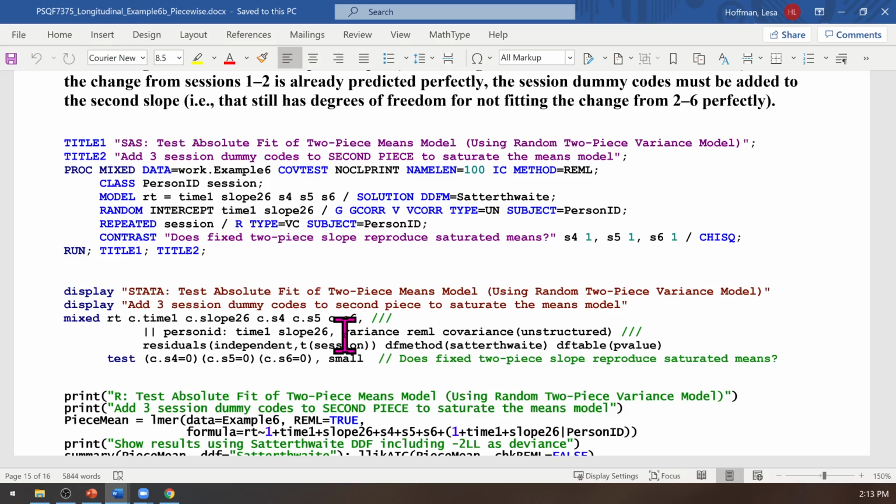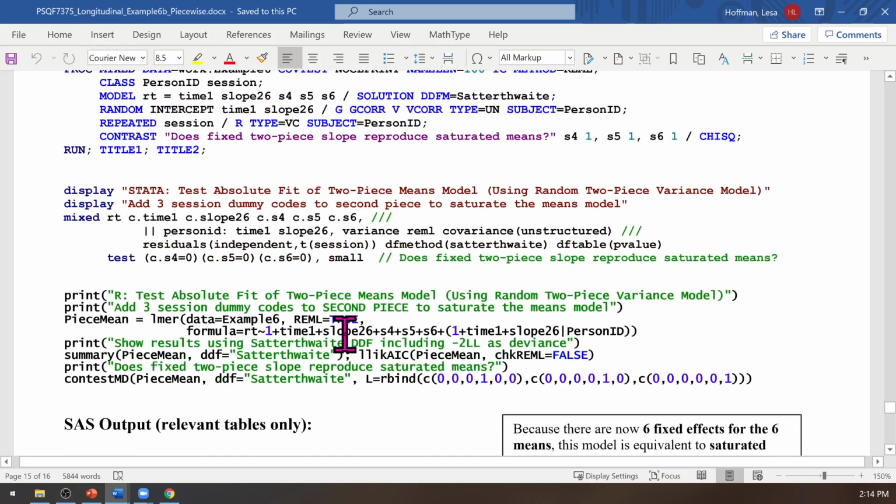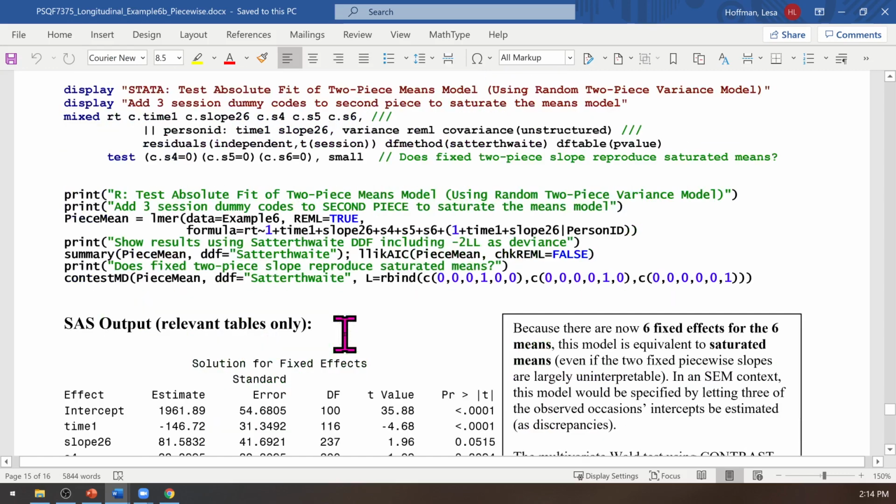Okay, people using R, you are going to hate this. But I am just the messenger. So contest MD.